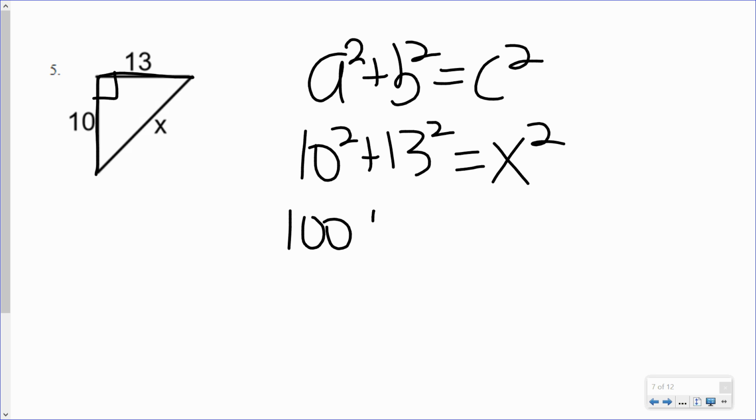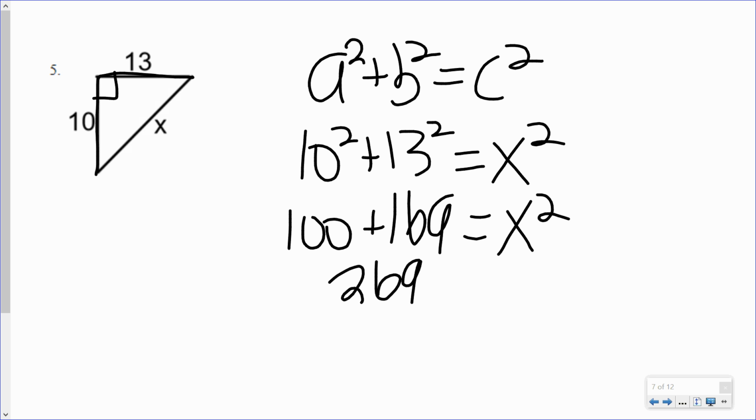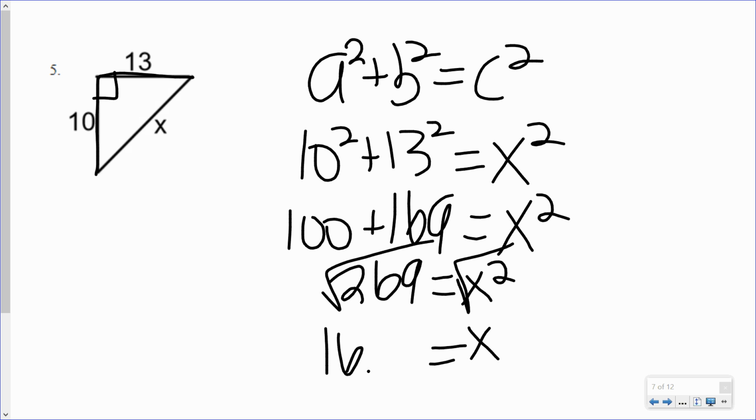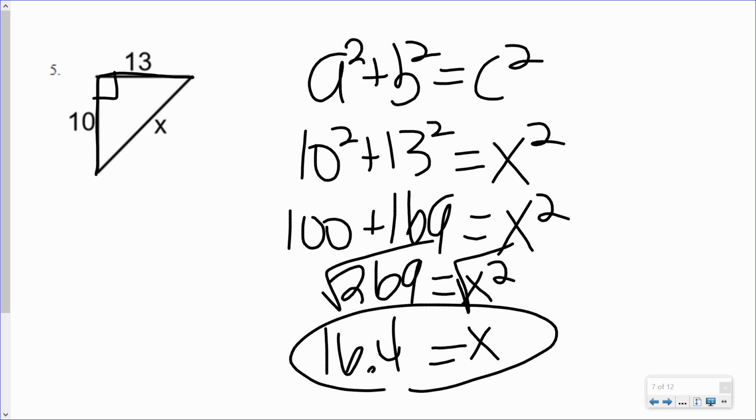10 squared is 100, 13 squared is 169. I add 100 and 169, which is 269. Square root of both sides. Radical 269. I got to the nearest tenth, 16.4.